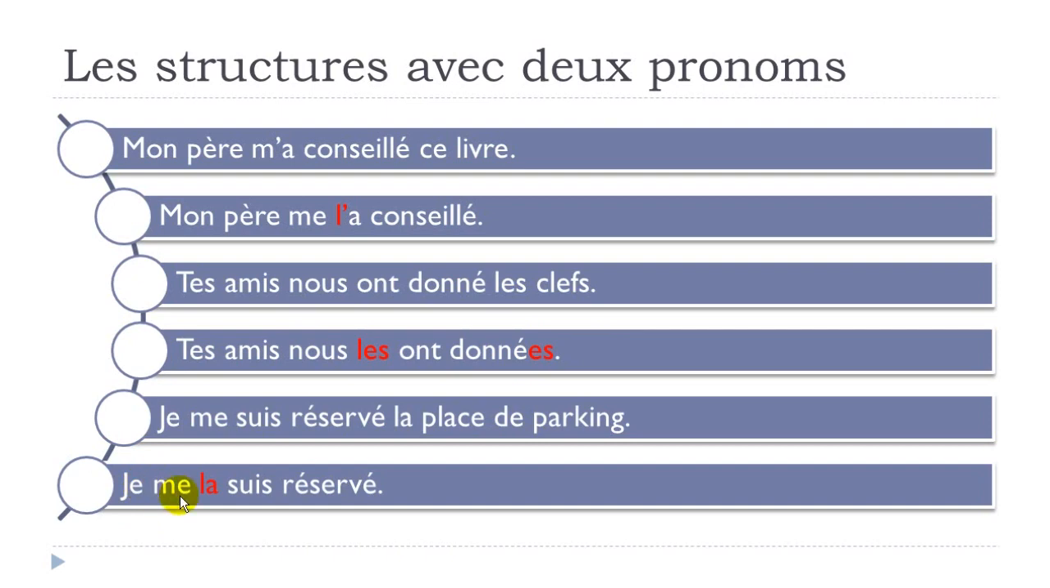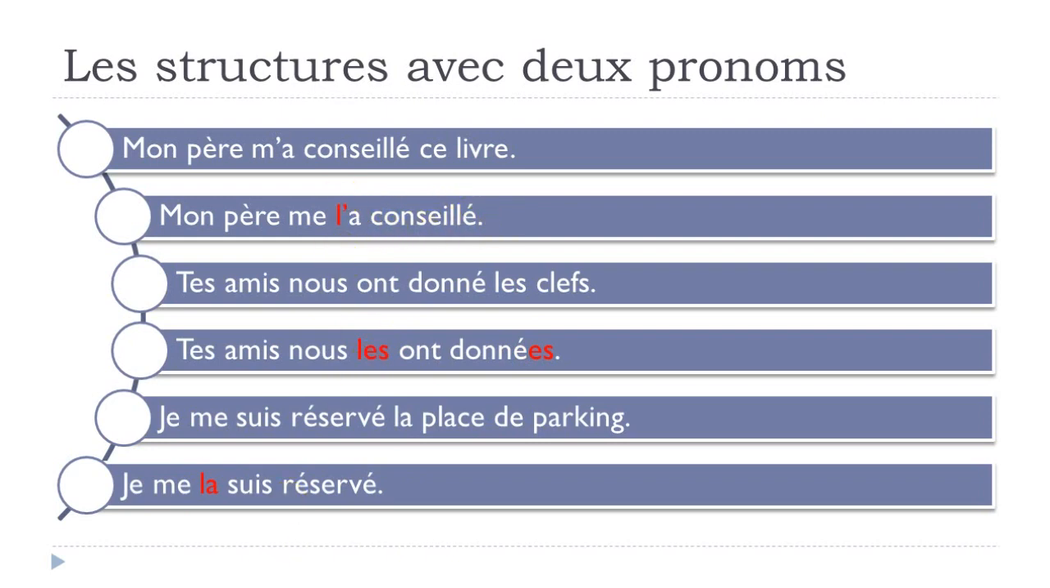Je me first, then la, and after that, suis réservé. Okay, so it doesn't really change that much if you think. First me, or then nous, as we saw, then le, or then la and les, and after that you put your verb, even if in that case it's a composed verb, it doesn't change anything, you just put it before.